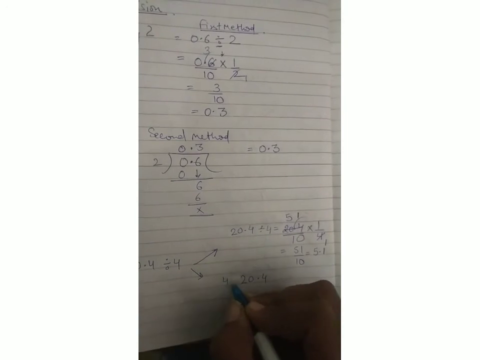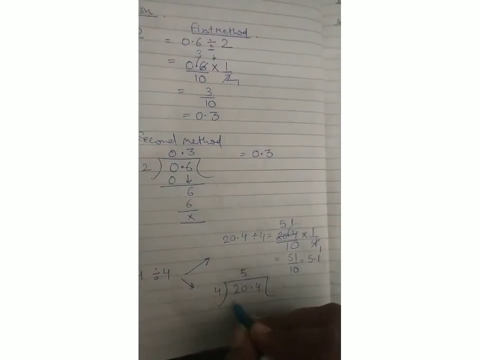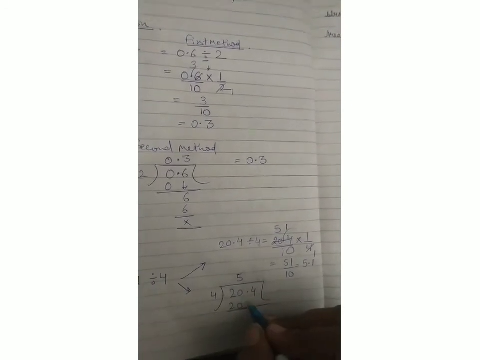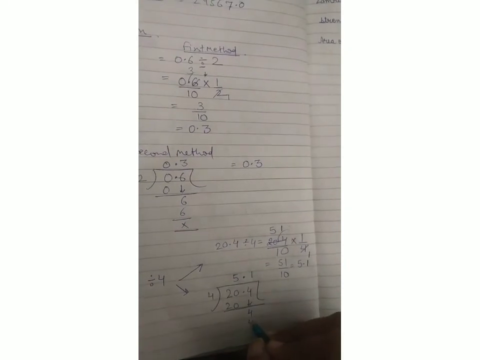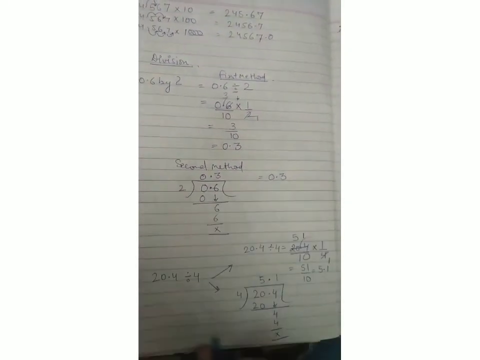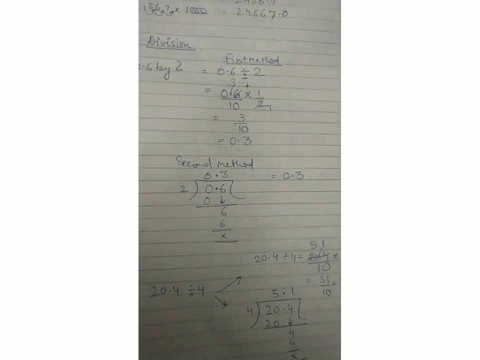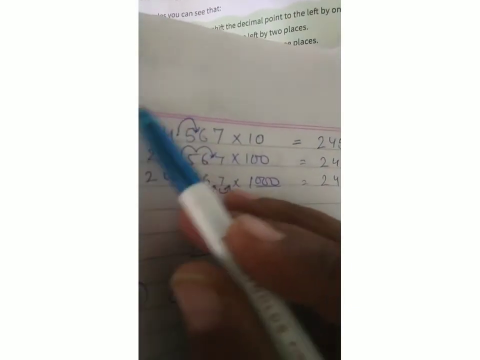Let's see the second method. 20.4 divided by 4. Here I can divide 20 by 4. 4 fives are 20. The decimal will go up, 4 will come down. 4 ones are 4. So here I get the answer 5.1 again. By either method you can do division sums. As you have seen in multiplication, when we multiply the numbers, the decimal point shifts to the right hand side. When we divide, the decimal point will shift to the left hand side.